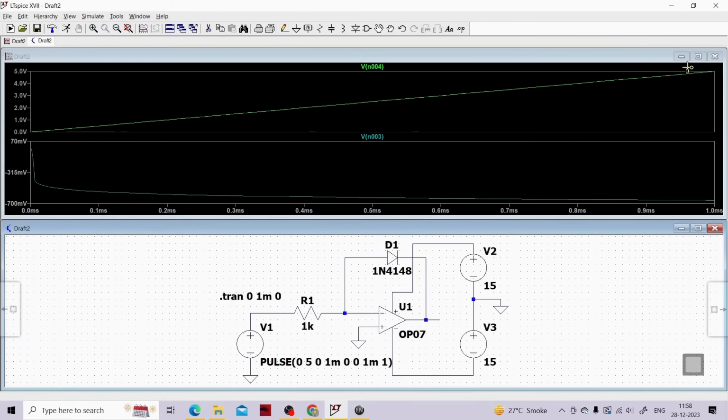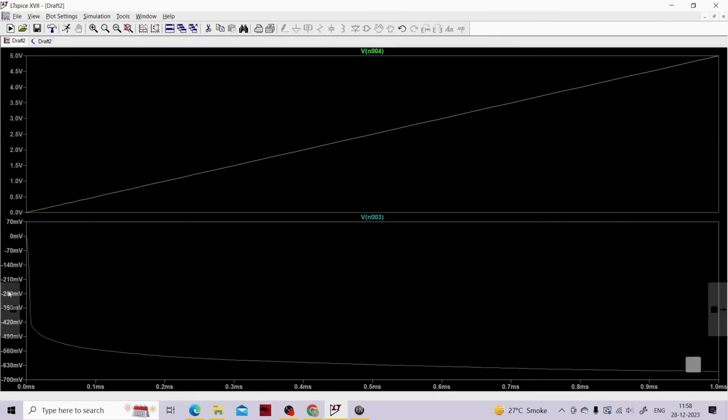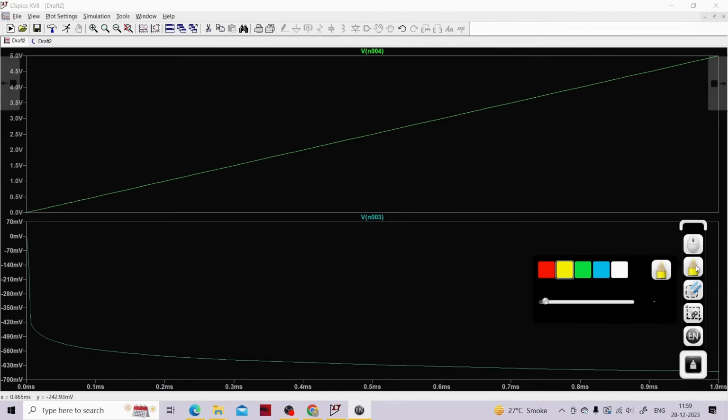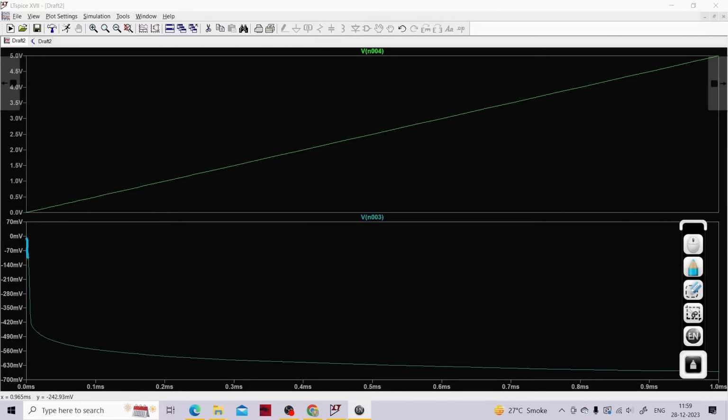Alright, so you just have a look over here. See what kind of waveform we are getting over here. If it is not visible to you, I'll just mark it for you all guys. Something like this. So this particular plot is for OP07.